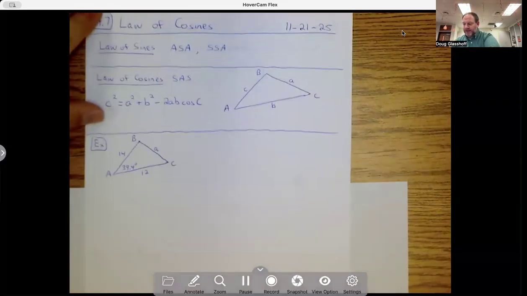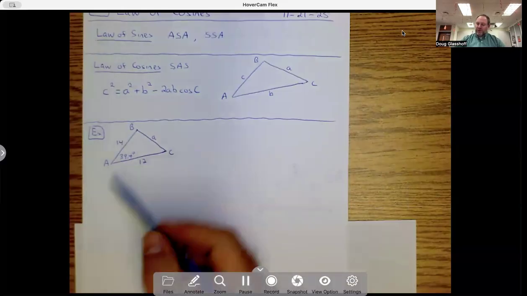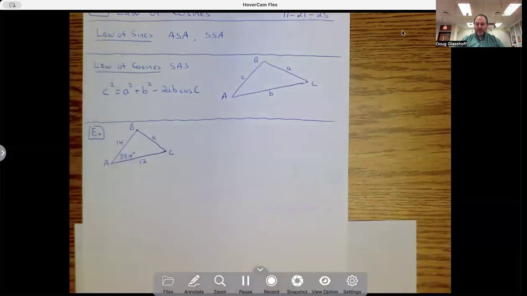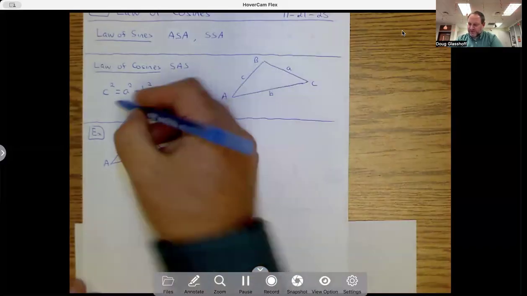Okay, so let's look at an example here. And kind of like yesterday, we're going to find side a and the two missing angles. So let's find side a first. You can see here we have side, angle, side. We have the two sides and the included angle. And we're just going to use this formula. In this case, we're looking for a. So these letters can change.